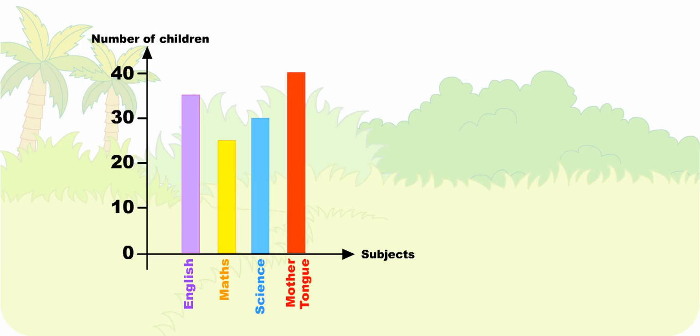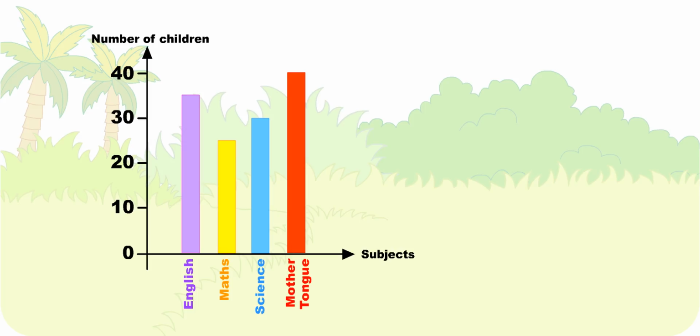Take a look at the scale of this graph. It is a graph showing the number of children in a class who passed in each of the 4 subjects: English, Mathematics, Science, and Mother Tongue. Each division on the scale is 10 units. Yes, can you tell how many children achieved a pass in English?